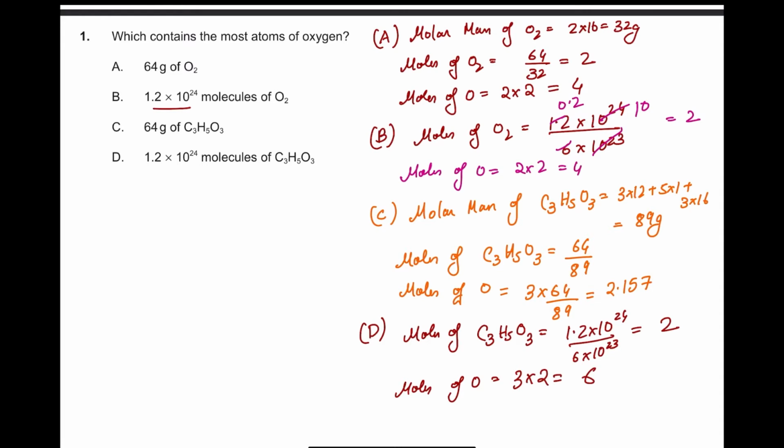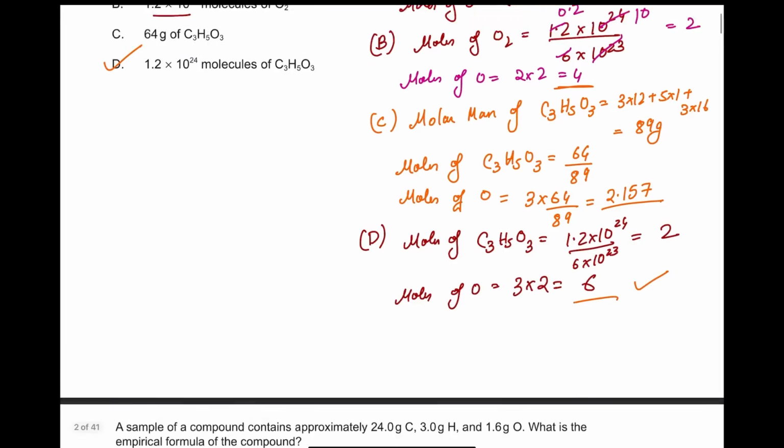So clearly from all these options, we can see the first option contains 4 moles of oxygen, second one contains 4, third one contains 2.157, and the last one contains 6. Analyzing all of them, we see that the last option contains the most amount of moles of oxygen, hence option D is the correct answer to this question. Now let's move on to the second question.